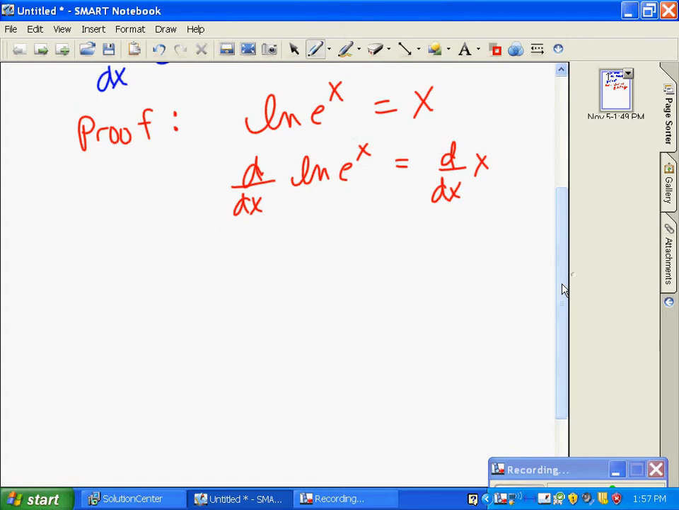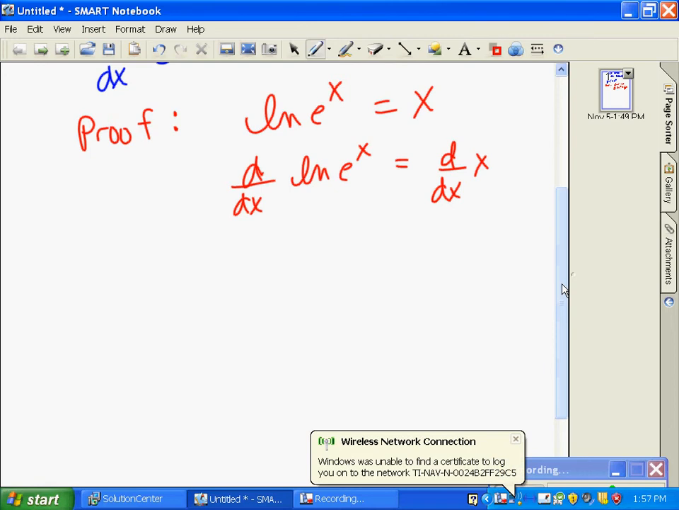On the right side, I know the derivative of x with respect to x is just 1. On the left side, I'm going to think about taking the derivative of the natural log using our natural log properties that we used in the previous lesson. So I would take 1 over what I'm taking the natural log of, which is e to the x, and then I'd take the derivative, d dx, of e to the x.